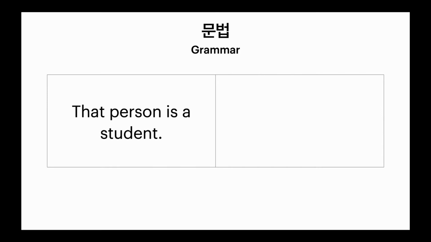How about that person is a student? That person, what was that person? 그 사람. And is it going to be 그 사람은 or 그 사람는? Well, it ends with a 미음, so 그 사람은. Okay, that person is a student. 그 사람은 학생이에요.